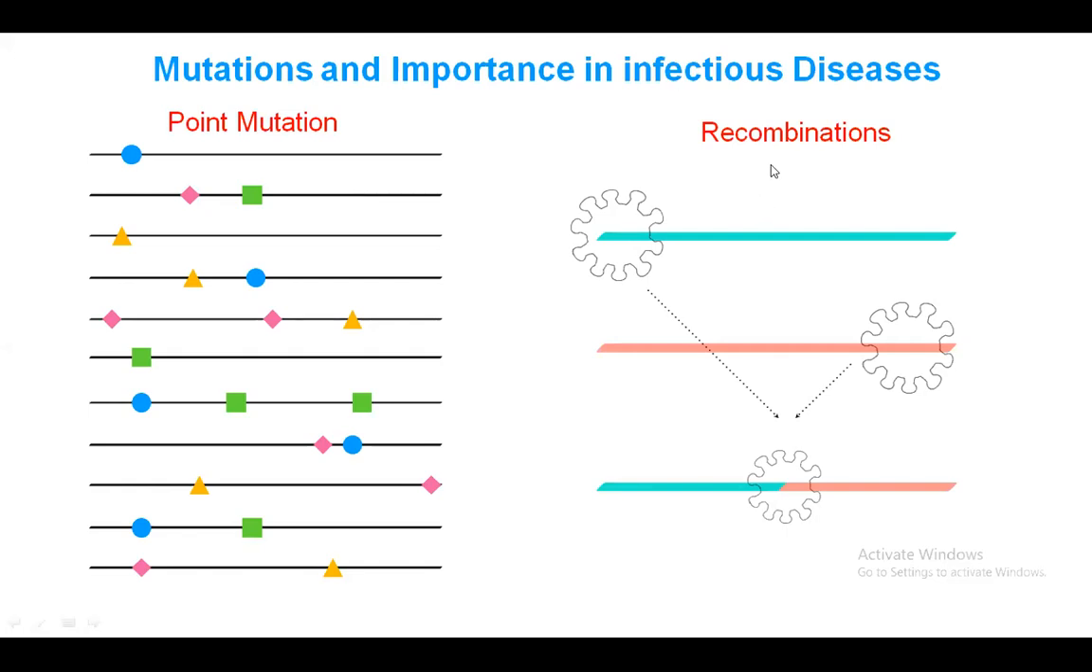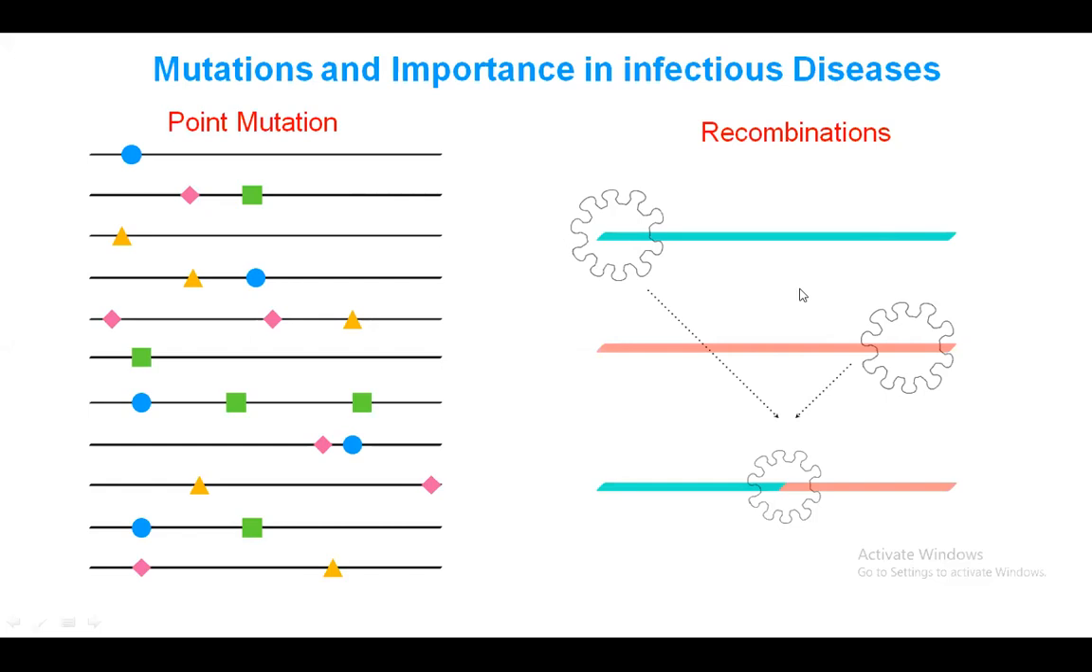The other case is recombination. Sometimes what happens is that two viral genomes recombine or mix with each other. Just imagine a person that has two kinds of viral infection.